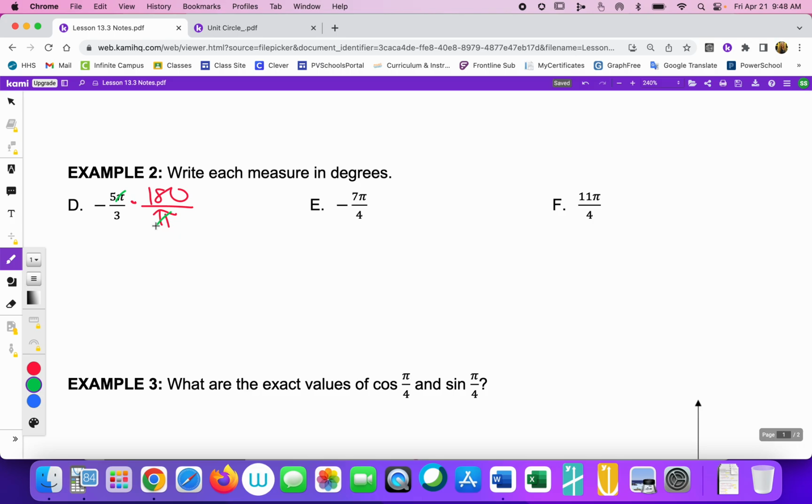Now does the denominator of 3 go into 180? How many times? 60. So the 3 will go away, and you're left with 60. So we have negative 5 times 60, which is what? Negative 300 degrees. All right. Is 5 pi thirds on the unit circle? It's positive, but that's at positive 300. So if it's negative, it's at negative 300. What about 7 pi fourths?